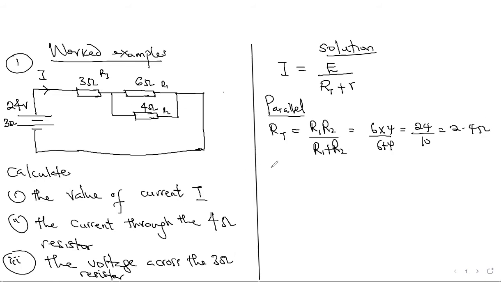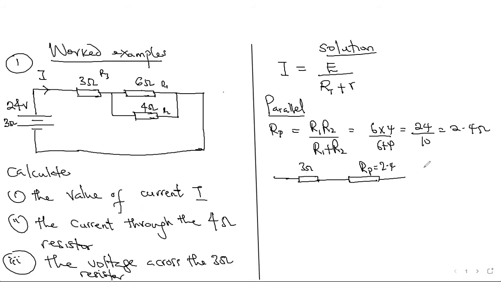So that means the resistance arm can be reduced to this. You have the 3 ohm here, and you have this parallel resistor. Let me call it RP to make life easy. RP is for the parallel part, and we've gotten RP as 2.4.